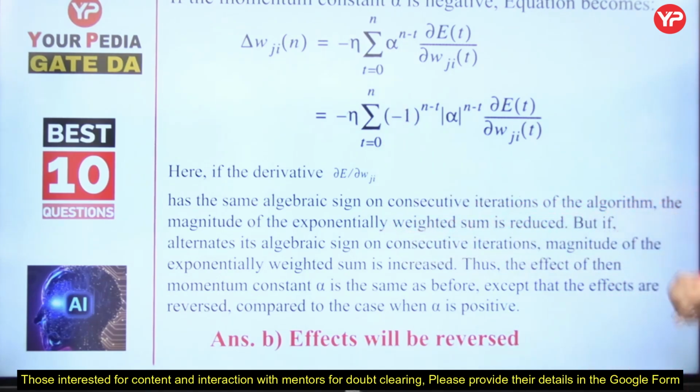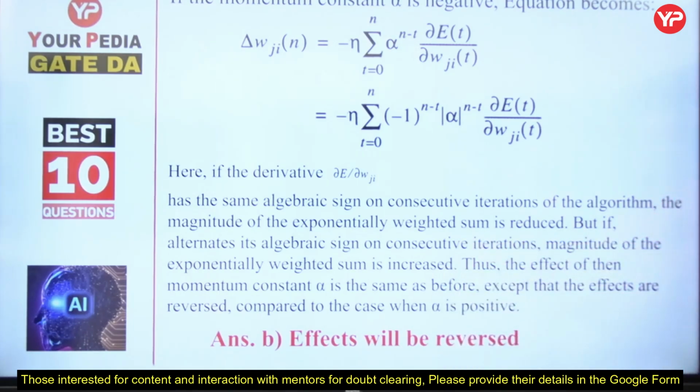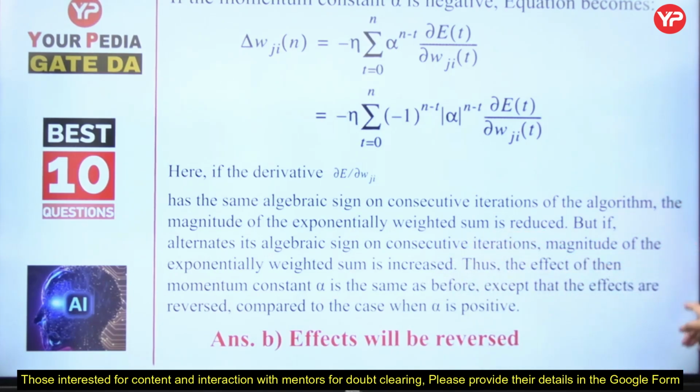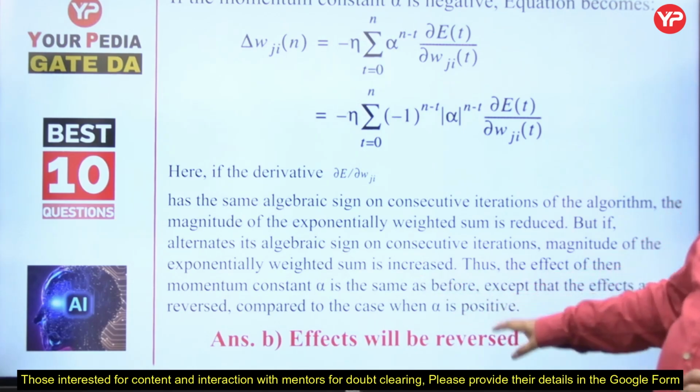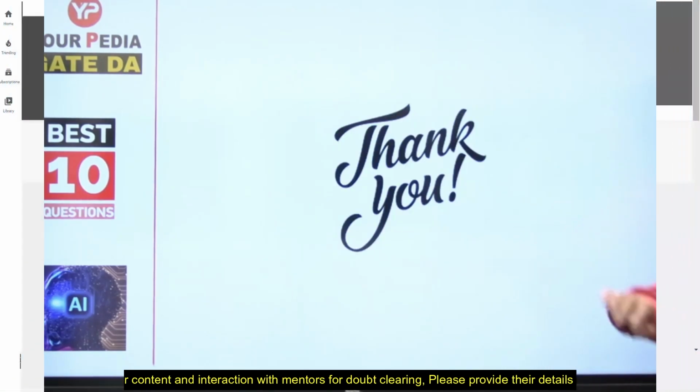So when it alternates its algebraic sign on consecutive iterations, the magnitude of the exponentially weighted sum is increased. Thus the effect of the momentum constant alpha is the same as before, except that the effects are reversed compared to the case when alpha is positive. So effects will be reversed is the answer if we put minus 1 here. Thank you.